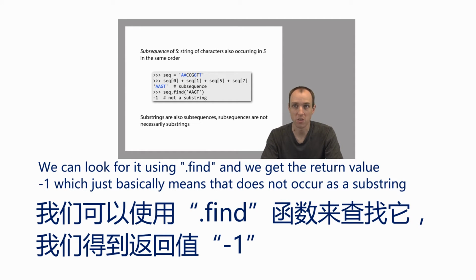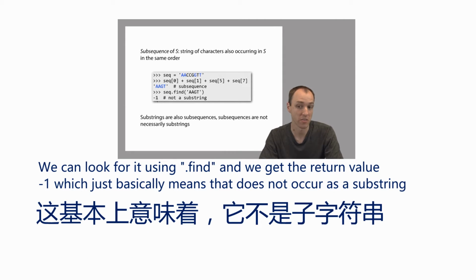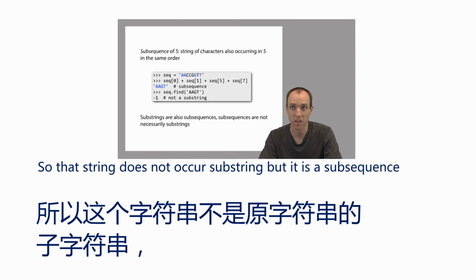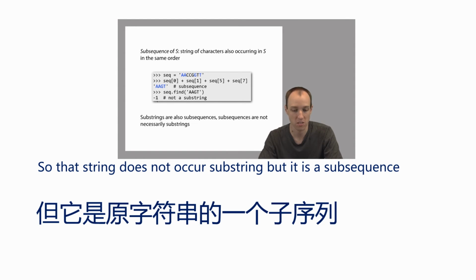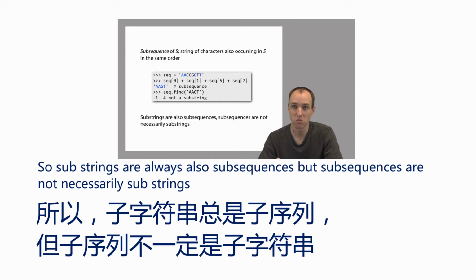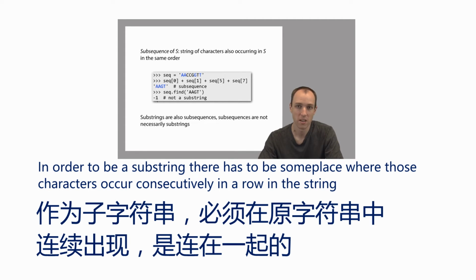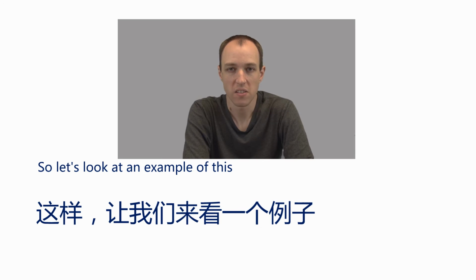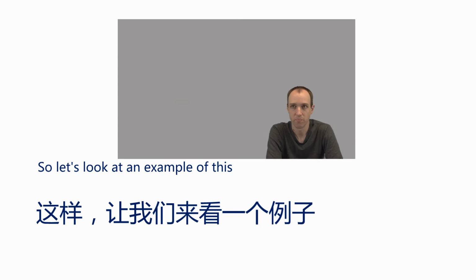We can look for it using .find, and we get the return value -1, which just basically means that it does not occur as a substring. So that string does not occur as a substring, but it is a subsequence. So substrings are always also subsequences, but subsequences are not necessarily substrings. In order to be a substring, there has to be some place where those characters occur consecutively in a row in the string. So let's look at an example of this.